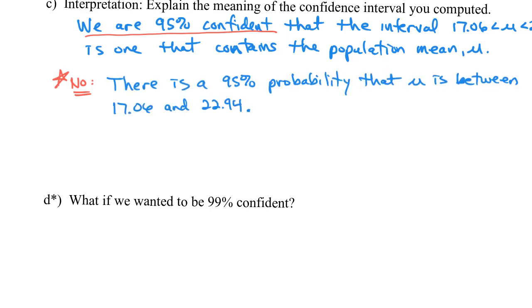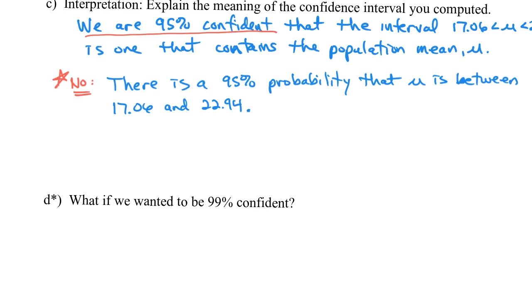We can't say there's a 95% probability that mu is between 17.06 and 22.94 because mu is not a random number. Mu is a constant. Mu is either between these numbers, which means there's a 100% probability, or mu is not between these numbers, which means there's a 0% probability. We just don't know which.